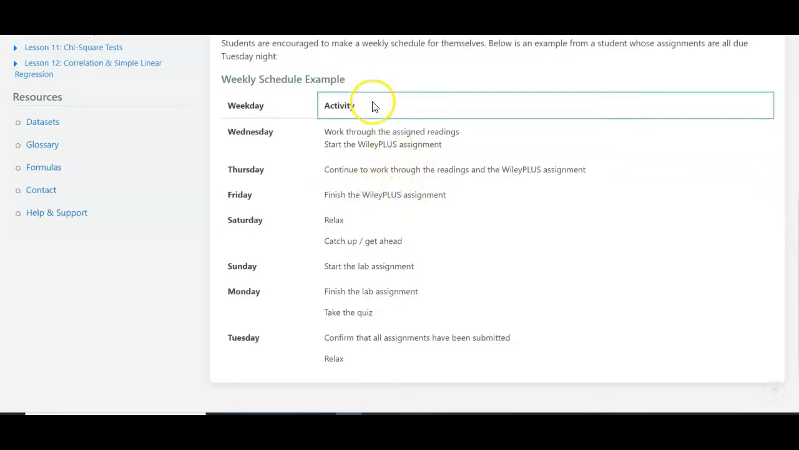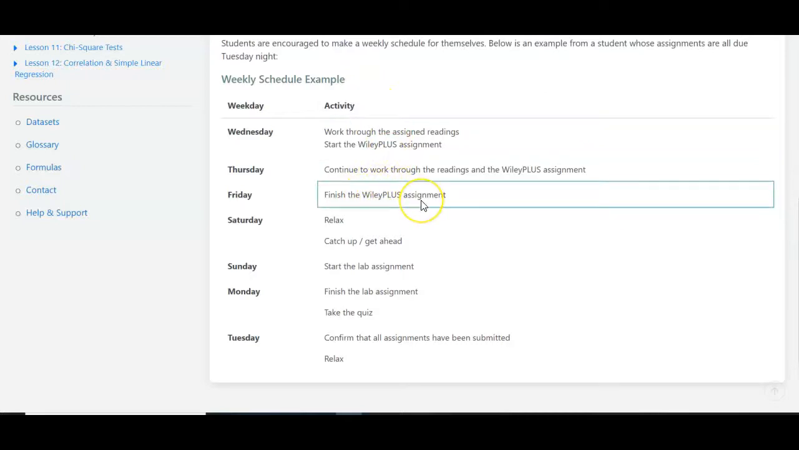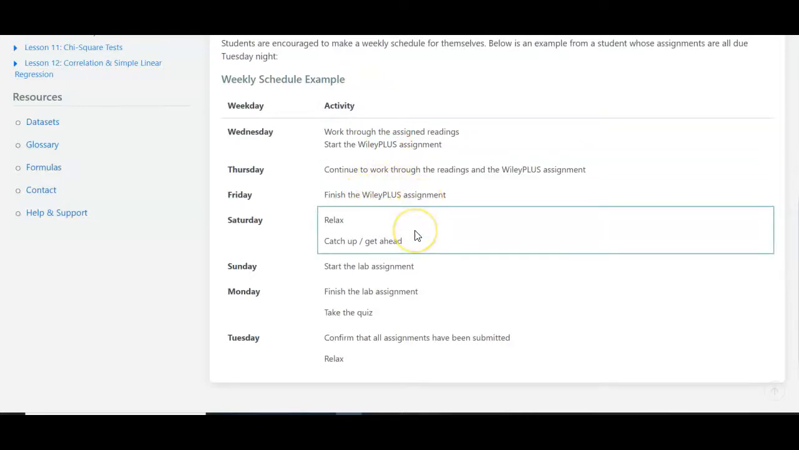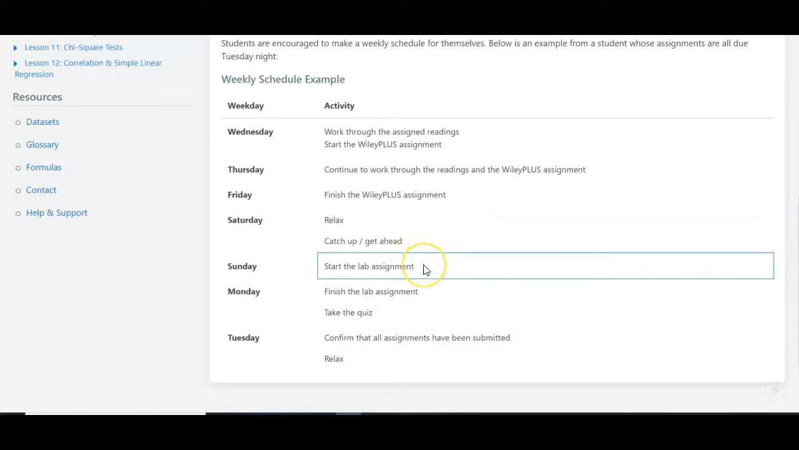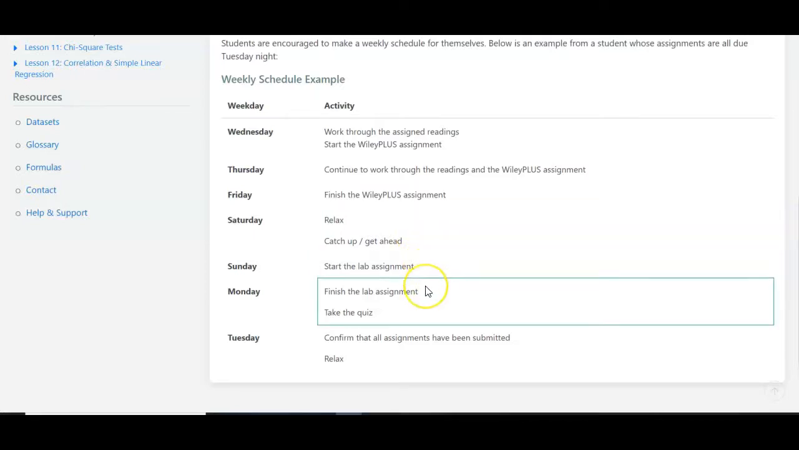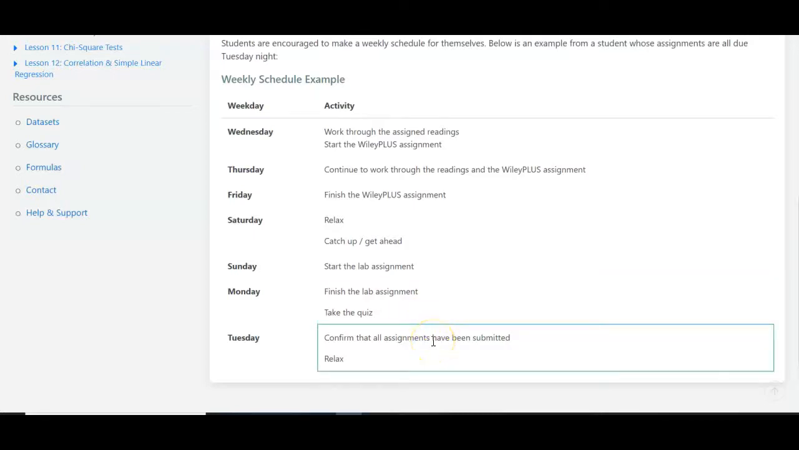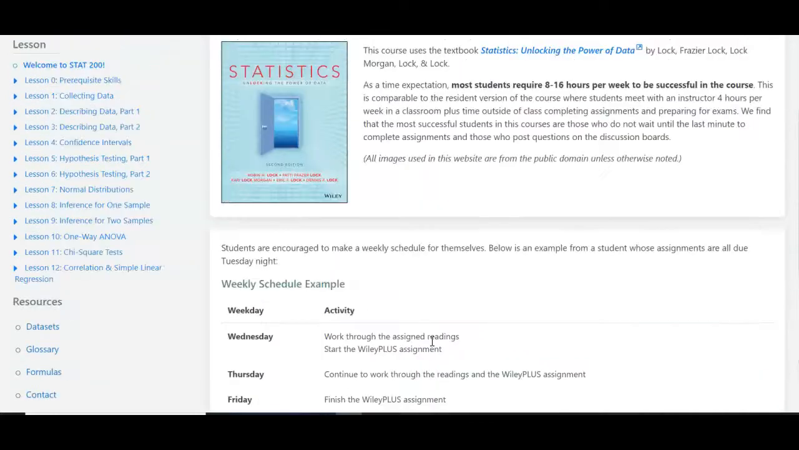So the first 3 or so days, Wednesday, Thursday, Friday, try to get the assignment done. Weekend, right? Saturday, relax a little, catch up, maybe get ahead. Sunday, we should really start the lab assignment. Finish the lab assignment by Monday. Maybe take the first shot of the quiz. And then Tuesday, then take the quiz again if you need to get to the 100%, and also submit the lab experience on time. And then this starts over again on Wednesday.